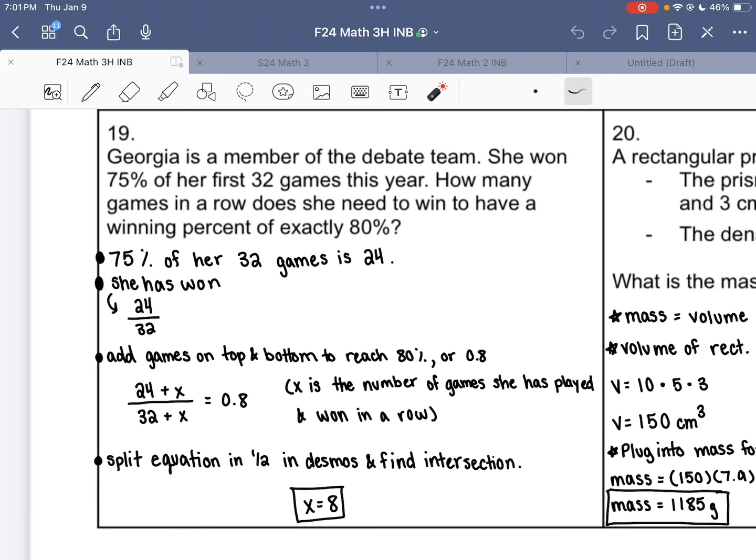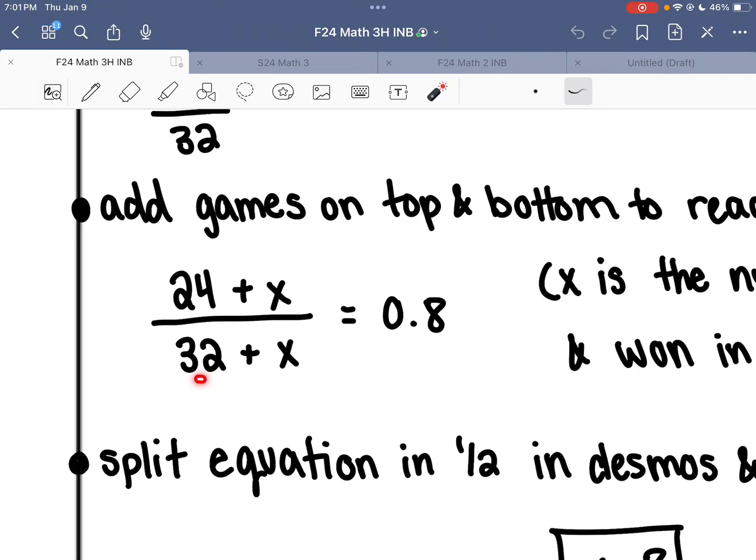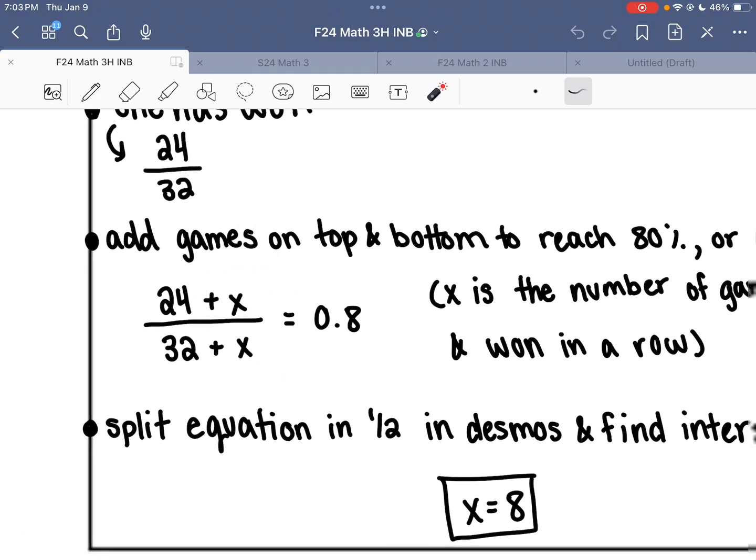So if she keeps playing games, she's adding games to the 32. So if she plays one more game, she's played 33, right? That's where the plus X comes from. And it says that the games she's playing in a row, she's winning. So I can also add that game she played to the top because I'm assuming she's winning. So if she plays one more game, then she's now won 25 out of 33. So my X's just represent the games that have been played in a row.